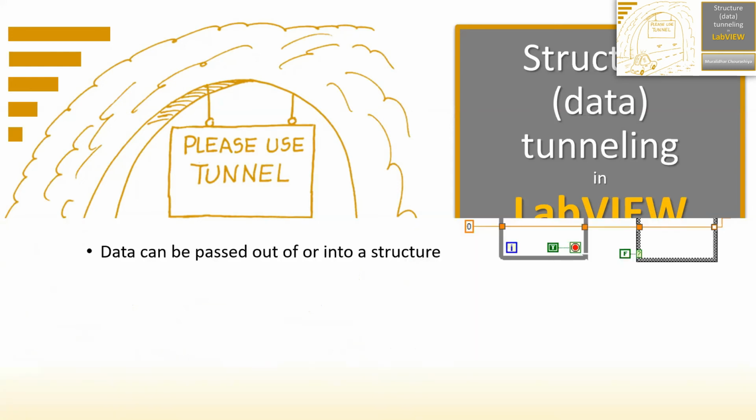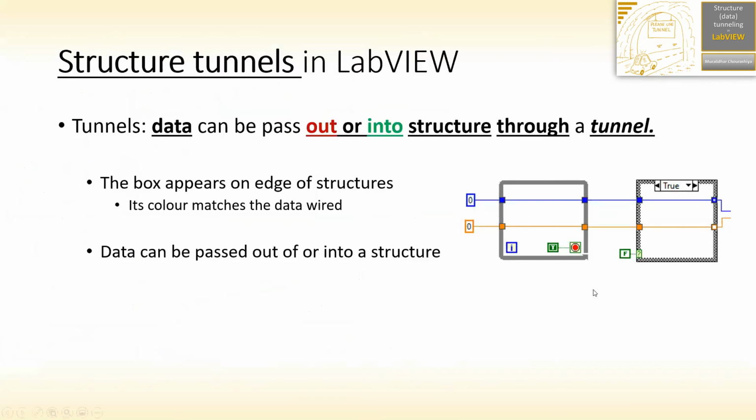So you see, when you want to enter the data in your while loop or some true false structure, you will see some boxes like this. You want to give some data inside the while loop, do some calculation, and put some data outside. So these boxes will appear on the edges of the while loop. This is data to go in, this is data to go out. So these boxes are called tunnels.